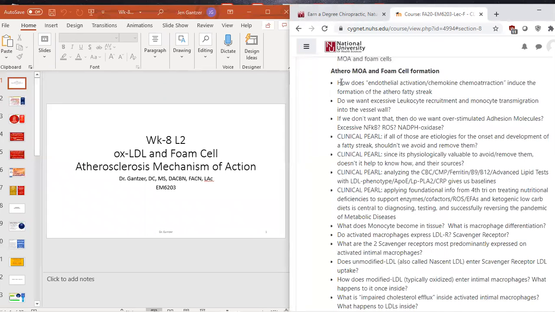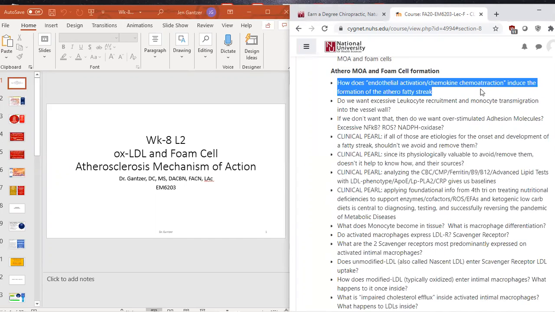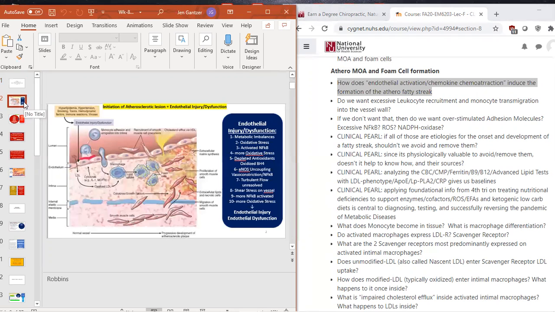Okay, so how does endothelial activation, chemokine chemoattraction, induce the formation of the fatty streak? So we first looked at the pathogenesis. What is pathogenesis? That is the first steps that lead up to atherosclerosis. And now looking at the mechanism of action of what is the actual foam cell, all of the events of the pathogenesis of endothelial injury, endothelial dysfunction, nitric oxide uncoupling, NADPH and nuclear factor kappa B overstimulation, overexpression of adhesion molecules all happened. All of that now brought you to boom.